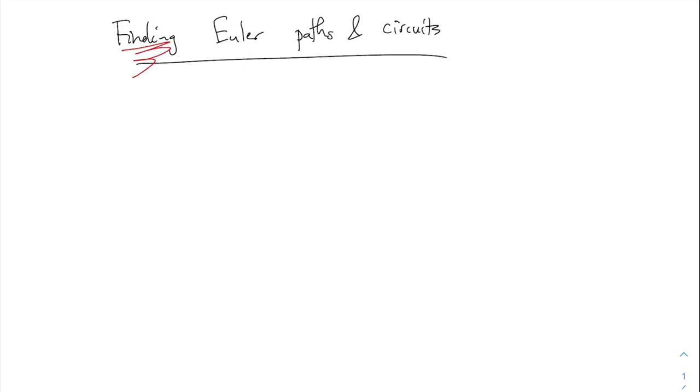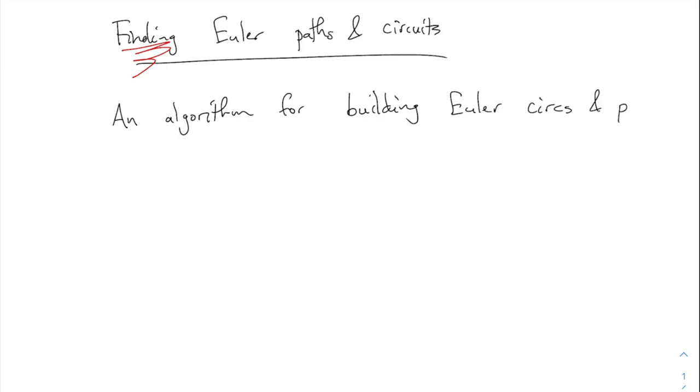If I give you a graph and say, draw me the Euler circuit, that's harder than just if I ask you, is there an Euler circuit or not? You can very easily say yes or no, there is or there is not. But to actually find the Euler circuit is more difficult, and that's what I want to talk about today. So actually today we're going to talk about an algorithm for building Euler circuits and paths. All right, an algorithm.